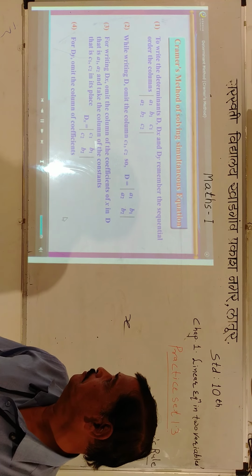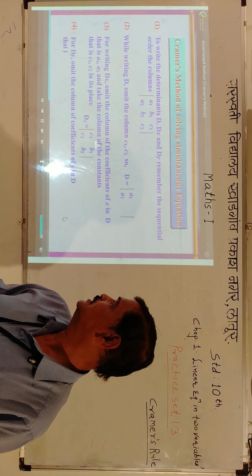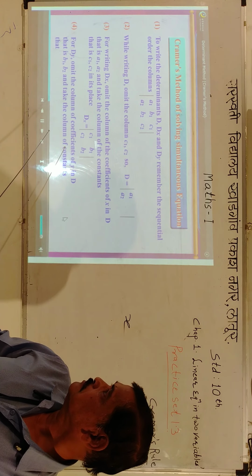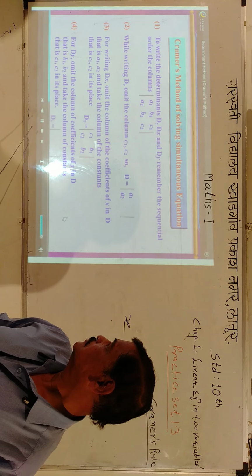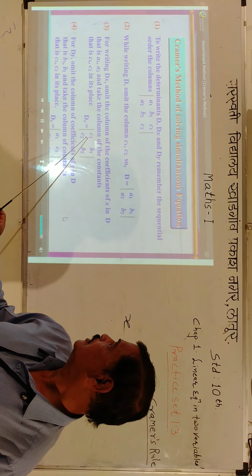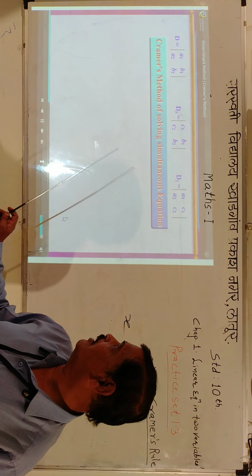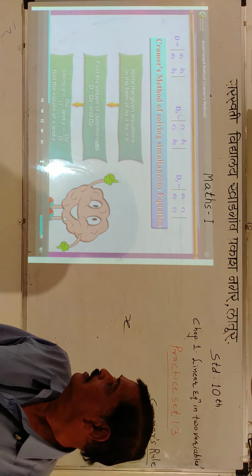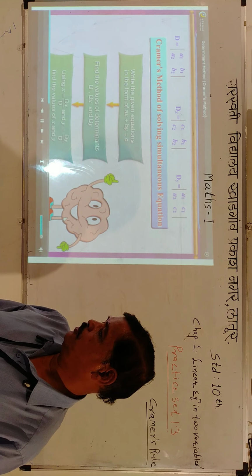This is the d, this is the dx. After that, finding dy, replace the coefficient of y. Observe d, dx, dy. This shows the method of solving simultaneous equations by using Cramer's rule.